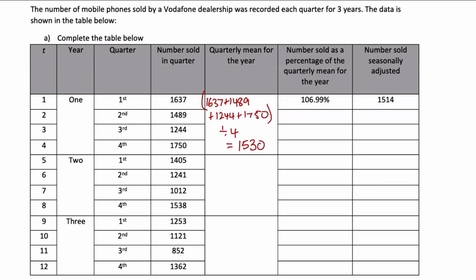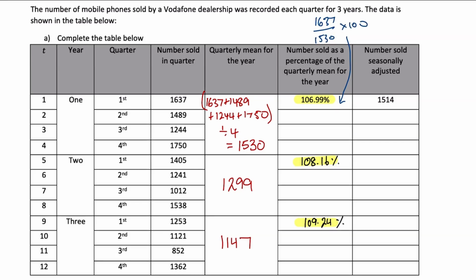We have an average sales figure of 1,530 phones per quarter in year 1, 1,299 in the second year, and 1,147 in the third year. Next thing we'll do is figure out the actual number of phones sold each quarter as a percentage of the average quarterly sales figures. To determine this percentage of 106.99%, we'll take the actual number of phone sales divided by the average number of phone sales and multiply by 100.